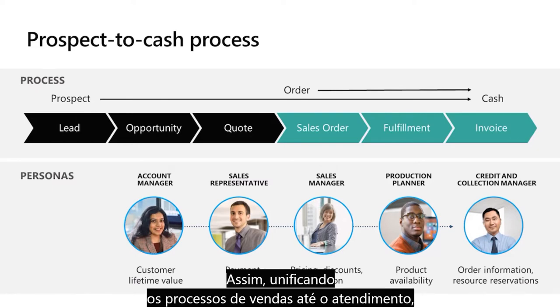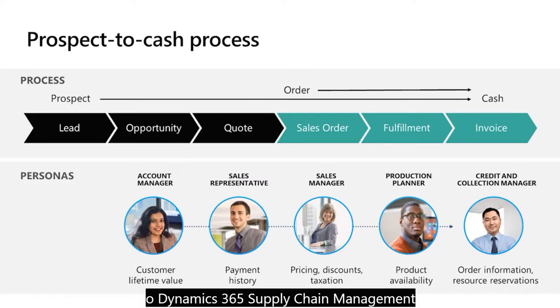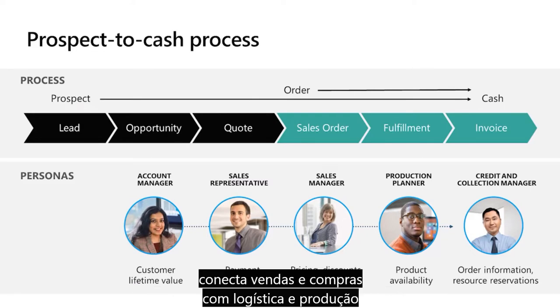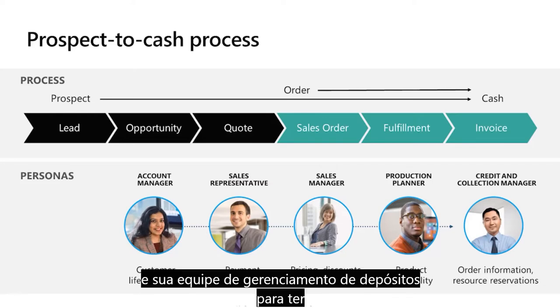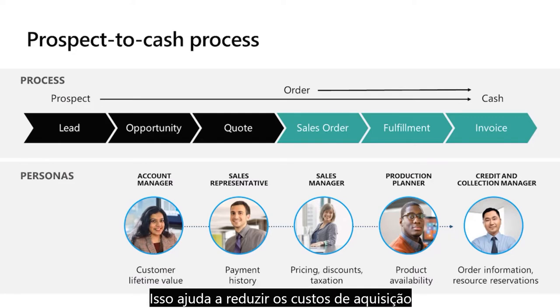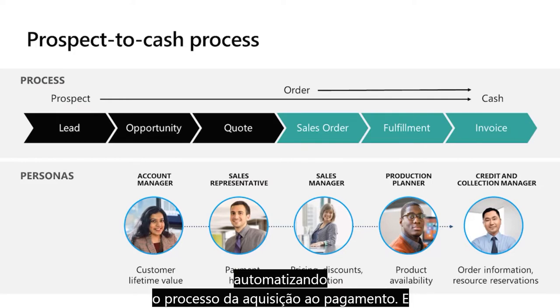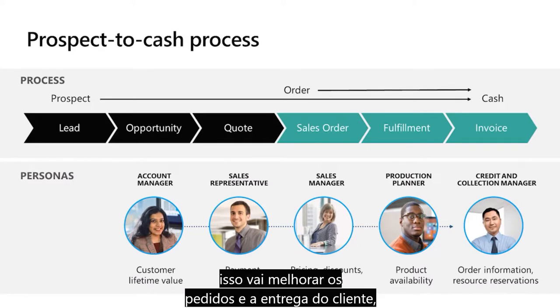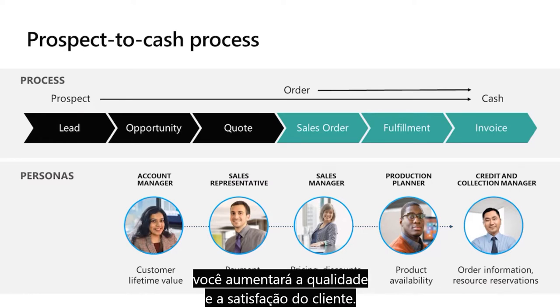So by unifying processes from sales to fulfillment, Dynamics 365 Supply Chain Management connects sales and purchasing with logistics and production and your warehouse management team for a 360-degree view of your supply chain. It's helping reduce procurement costs and gain greater control by automating that procure to pay process. And this is going to improve customer orders and delivery. It's going to optimize fulfillment and reduce your costs. We're going to be able to accelerate delivery. And at the end of the day, you're increasing quality and customer satisfaction.